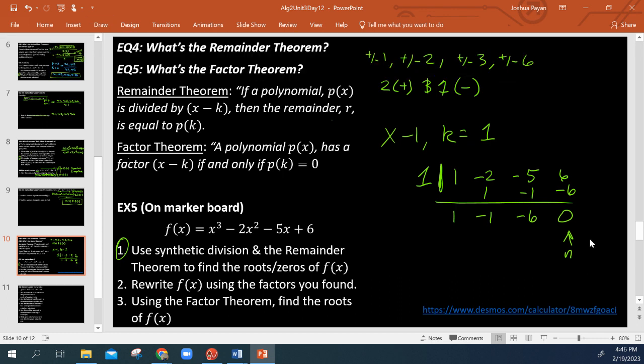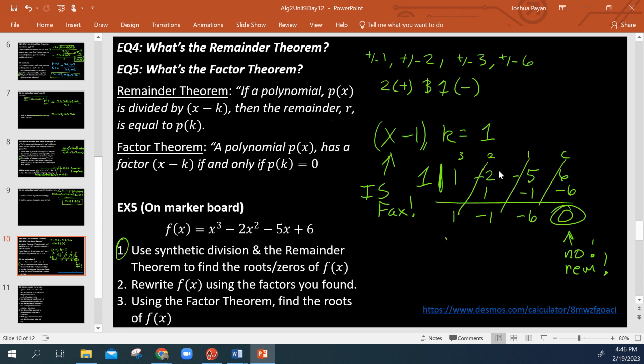So because I have no remainder, this means that this is a factor. That means that x minus 1 divides into x cubed minus 2x squared minus 5x plus 6 evenly. And it reduces it from a third degree polynomial, so this went 3, 2, 1, constant, to a second degree polynomial, namely x squared minus x minus 6.